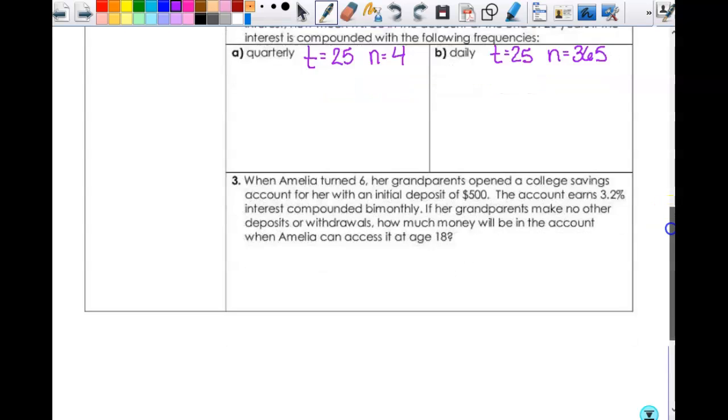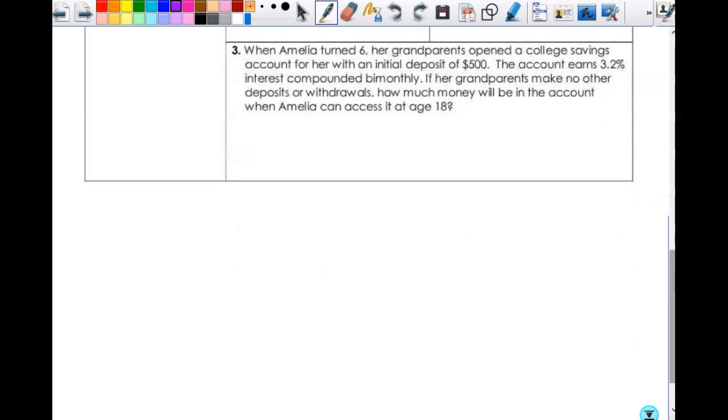All right. When Amelia turned 6, her grandparents opened a college savings account for her with an initial deposit of $500. The account earns 3.2% interest compounded bi-monthly. If her grandparents make no other deposits or withdrawals, how much money will be in the account when Amelia can access it at age 18?